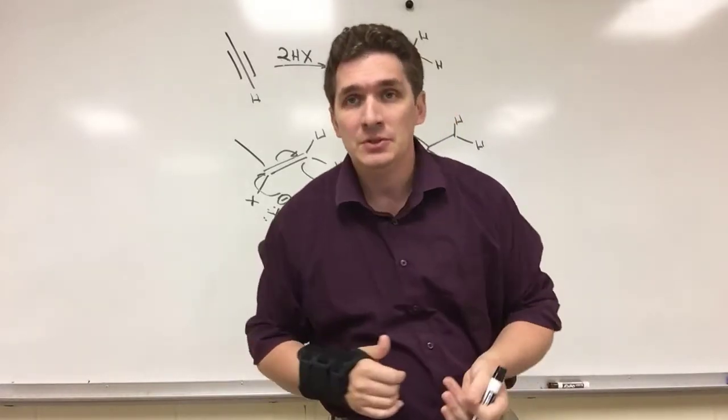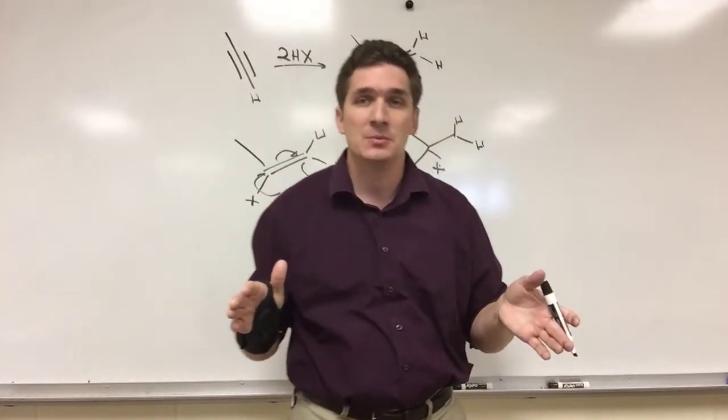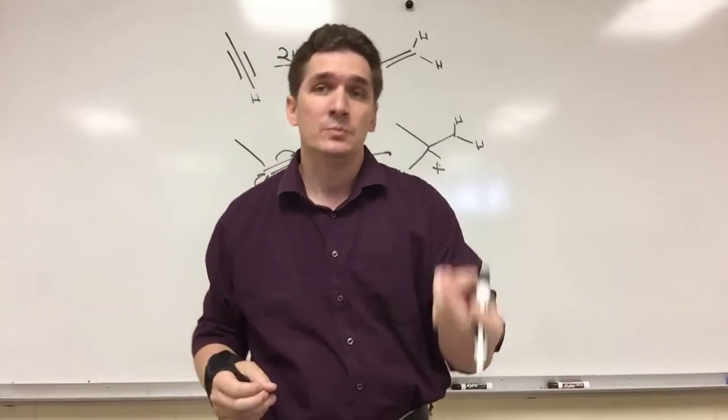Let's say you don't want to do that. Let's say you want to add halogens on opposite sides of the double, triple bond. How do we do it? Well, let's talk about that next.